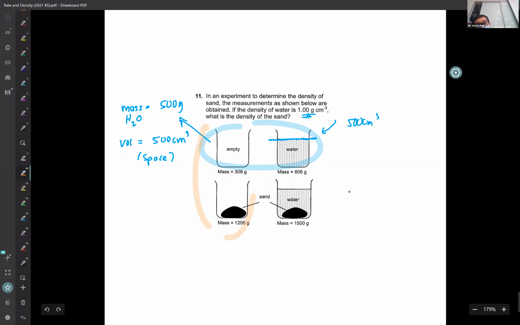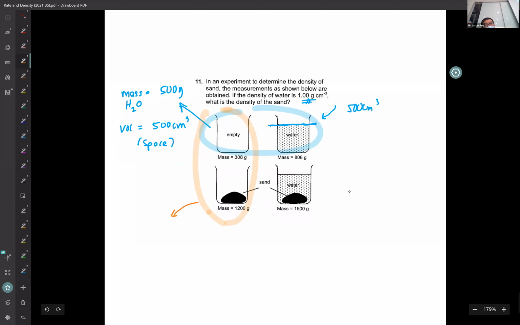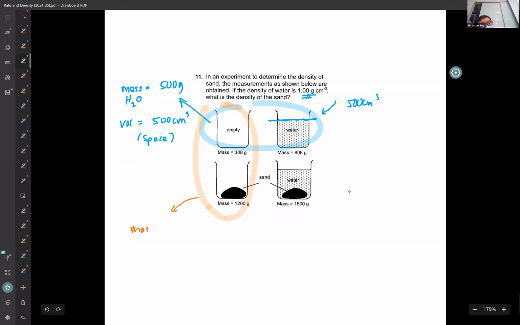Using these two diagrams, we can actually find out what is the mass of the sand. Agree? So what is the mass of the sand?